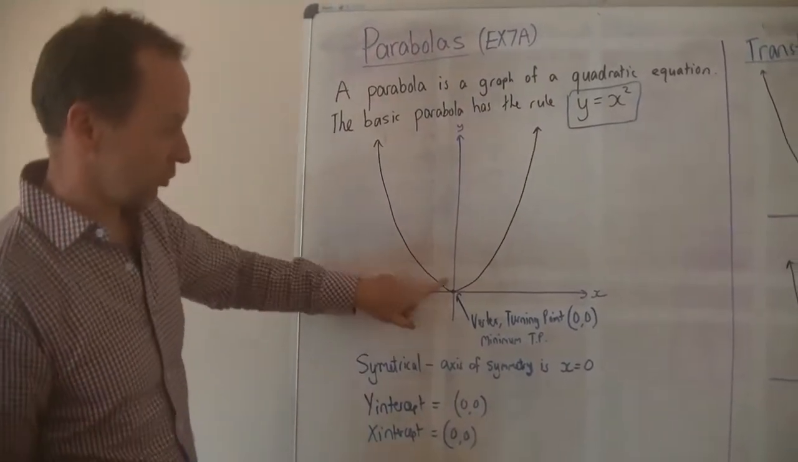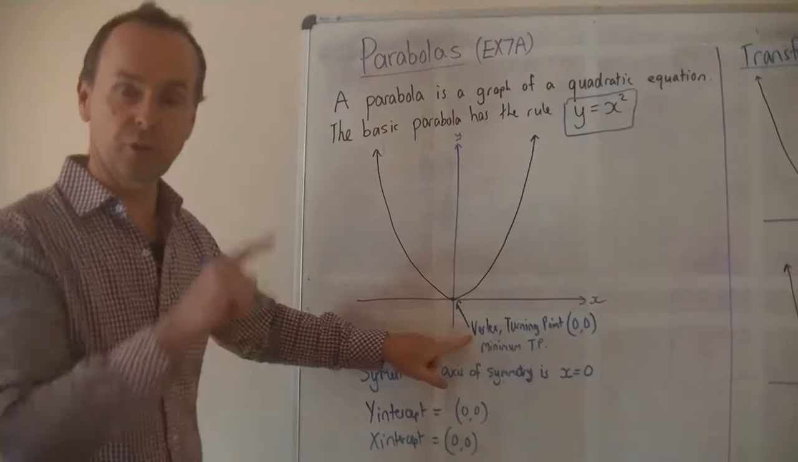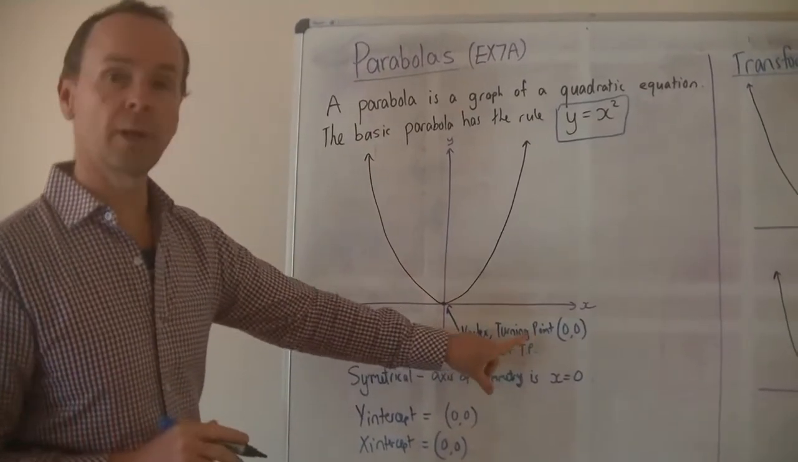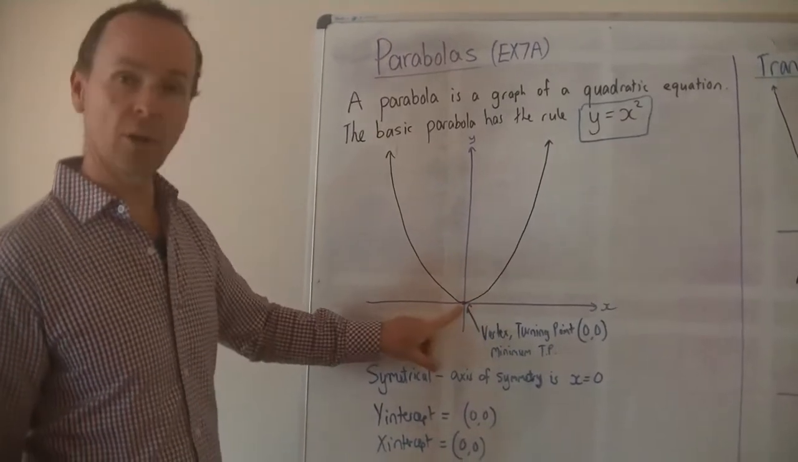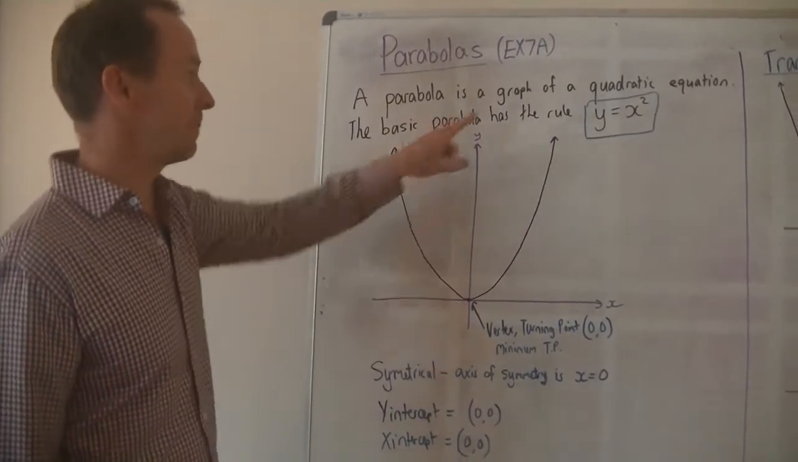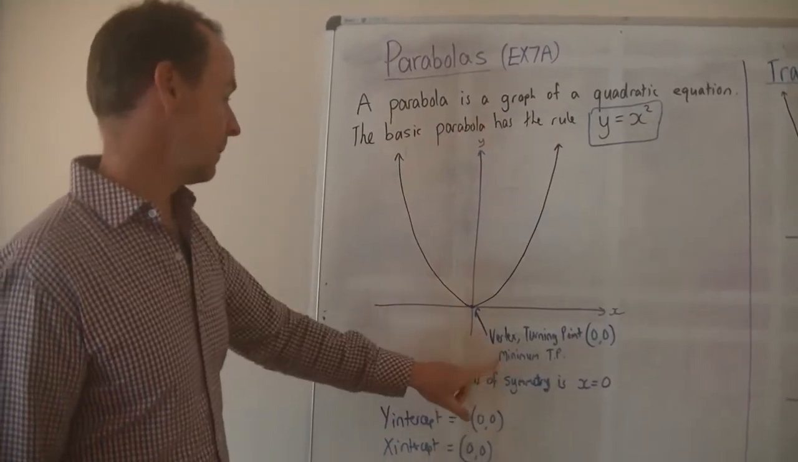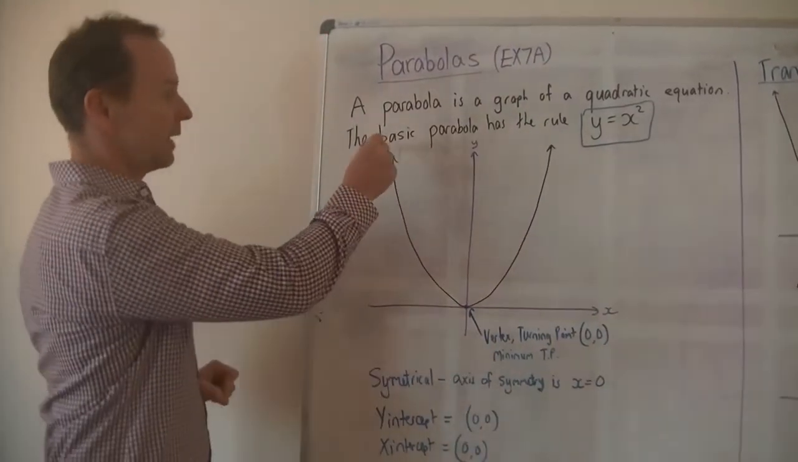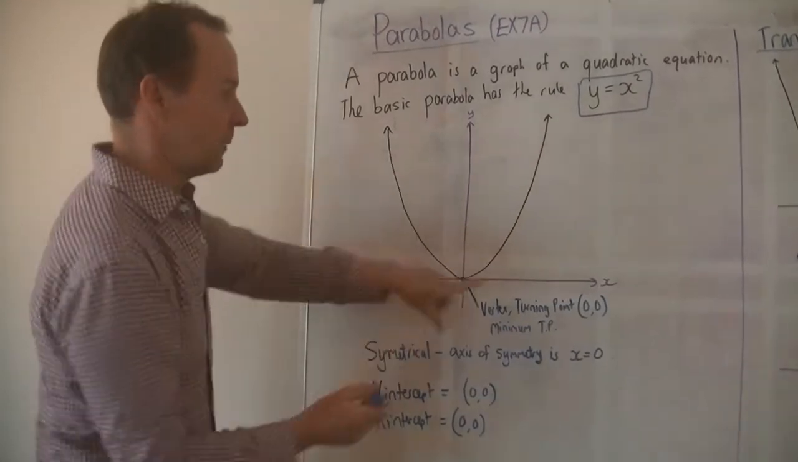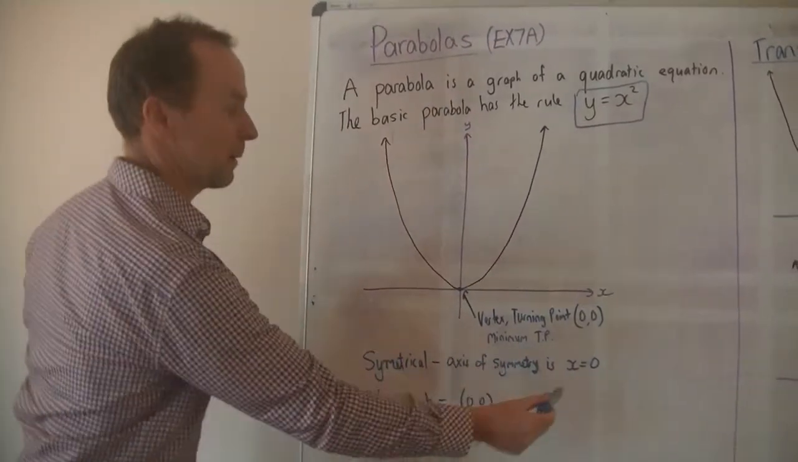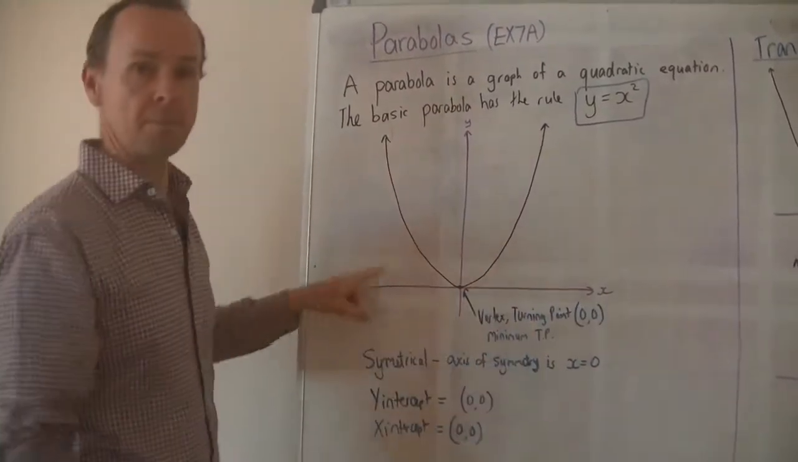That point where it turns around is called a vertex, which is like a corner, or a turning point. I will refer to it mostly as a turning point. And that's 0, 0, the coordinates of the turning point for the basic parabola. And that's a minimum turning point. Can you see here, it goes down to a minimum value. So this shape here is a minimum. When we talk about parabolas the other way around, then it becomes a maximum.